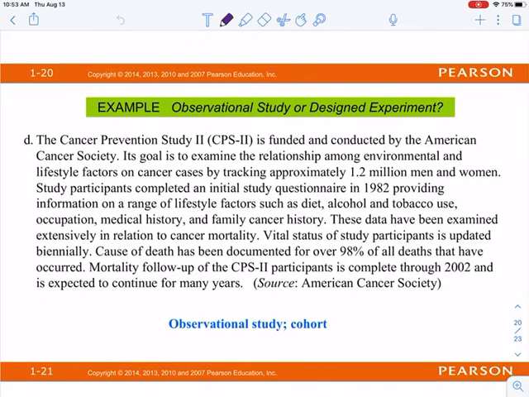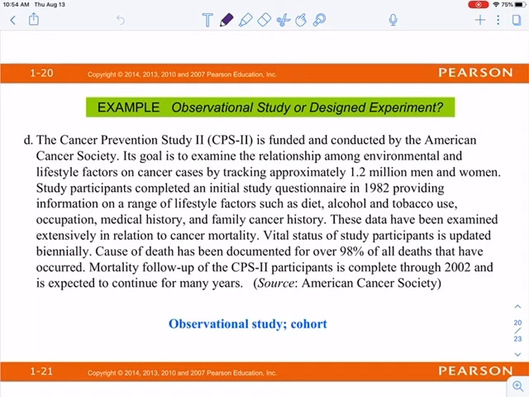Okay, and our last one, the Cancer Prevention Study 2, CPS-2, is funded and conducted by the American Cancer Society. Its goal is to examine the relationship among environmental and lifestyle factors on cancer cases by tracking approximately 1.2 million men and women. Study participants completed an initial study questionnaire in 1982, providing information on a range of lifestyle factors such as diet, alcohol, and tobacco use, occupation, medical history, and family cancer history. These data have been examined extensively in relation to cancer mortality. Vital status of study participants is updated biannually.